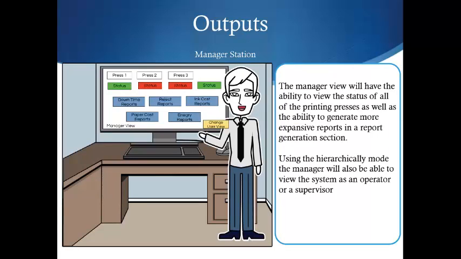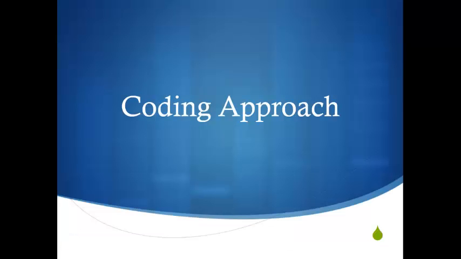In the manager station, the manager will be able to view the status of all the printing presses, as well as the ability to generate reports and more expansive reports in a report generation section. Using the hierarchical model, the manager will be able to view his own system, the supervisor system, the operator system, and the viewpoint of the QA. That is the general basic principle behind the system, and now we're just going to take a look at our coding approach.